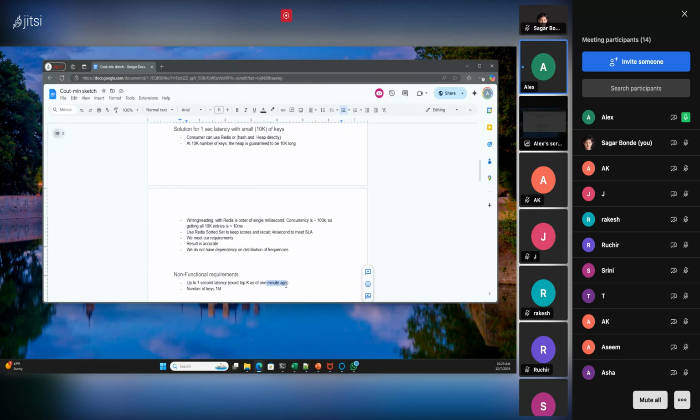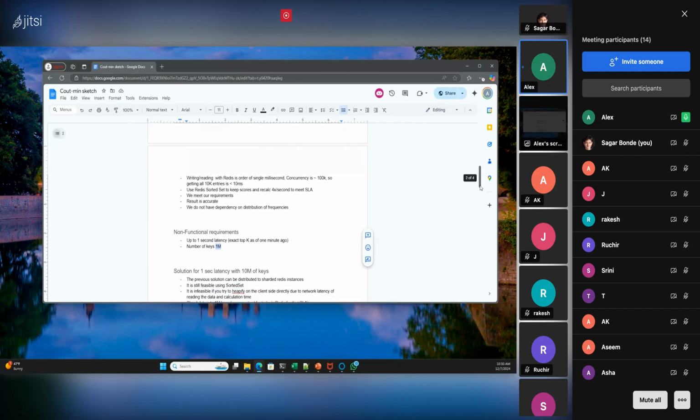So now we need to know the ranking top K, but we have 1 minute to calculate it. In other words, right now is 10:30. I need to know what the exact top K was at 10:29. And I have this last minute, which I will use to calculate. Let's increase the number of keys to 1 million now.